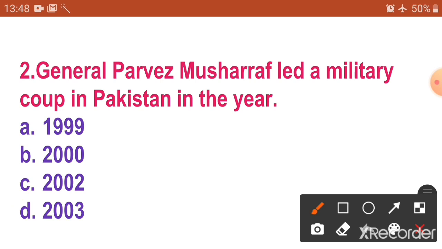General Pervez Musharraf led a military coup in Pakistan. In the year? Which year? You all are going to tell me. 1999, 2000, 2002, 2003. This one, you read the textbook, find out and see what the answer is. You all are going to read the book. Why am I asking you to do it on your own? So that you will read the textbook. I'm forcing you to read this book. Okay, I'll move on to the next one.